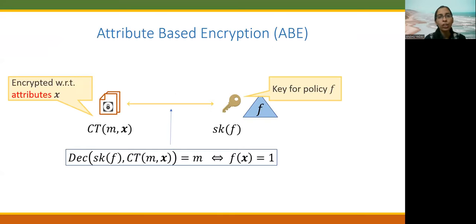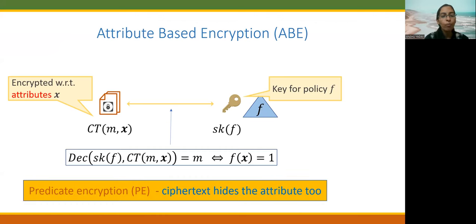Attribute-based encryption is a primitive that, as we know, provides fine-grained access control over encrypted data, where data is encrypted with respect to an attribute x, and the keys are generated with respect to a policy f, so that decryption is possible if and only if f(x) equals 1. In the more general notion of predicate encryption, which provides stronger security, the ciphertext hides the attributes as well, as long as the adversary does not issue any decrypting key queries in the security game.